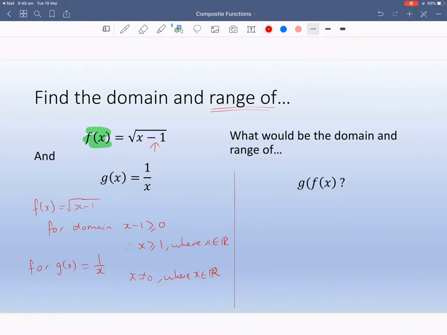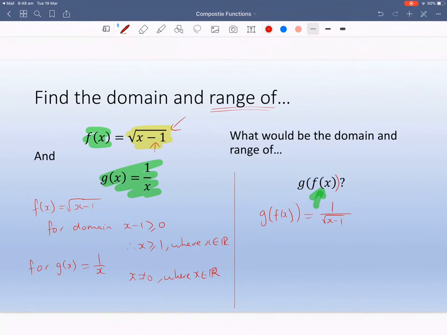So there's a second question here. What would the domain be of g of f of x? Well, g is this, all right? So that's g of x. And if we substitute in f of x, we have to substitute this whole thing. So let's write out what g of f of x equals. G of f of x will equal 1 over this whole thing, square root of x minus 1.